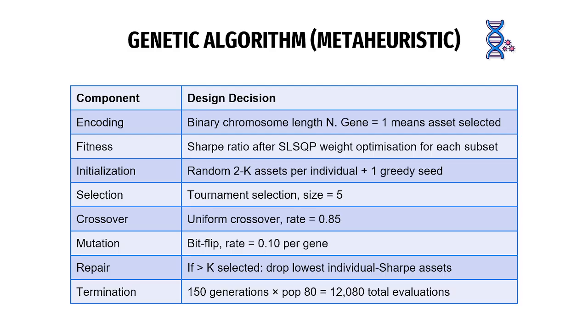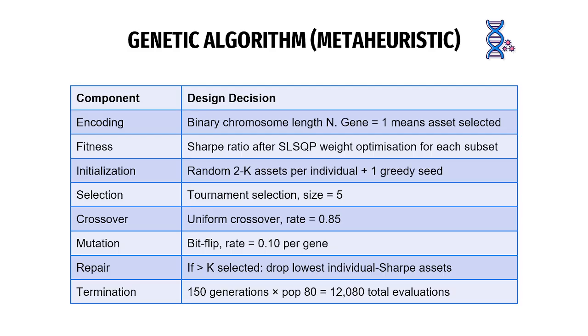Our second method is a genetic algorithm implemented using the DEAP library in Python. Each individual in the population is a binary chromosome of length 96. 1 means that stock is selected. 0 means that it is not.